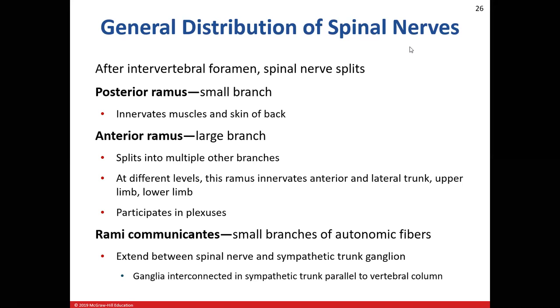And then we also have what we call rami communicantes. These are small branches of autonomic fibers, and they're going to extend between the spinal nerve and the sympathetic trunk ganglion, which we will also talk about in a little bit. These are going to be ganglia that are interconnected in the sympathetic trunk that happen to fall parallel to the vertebral column.